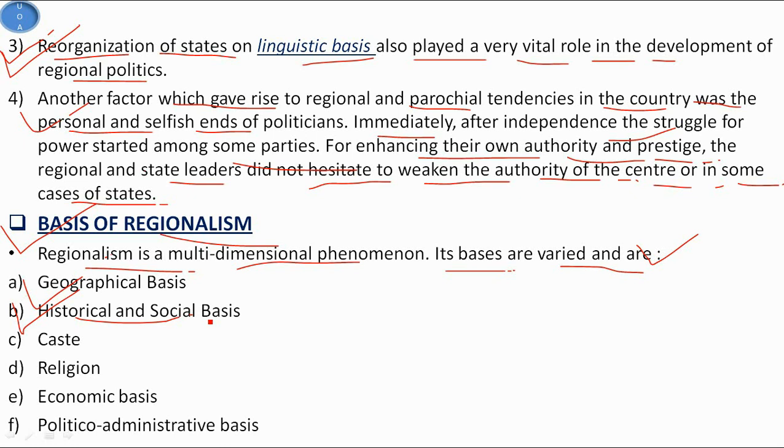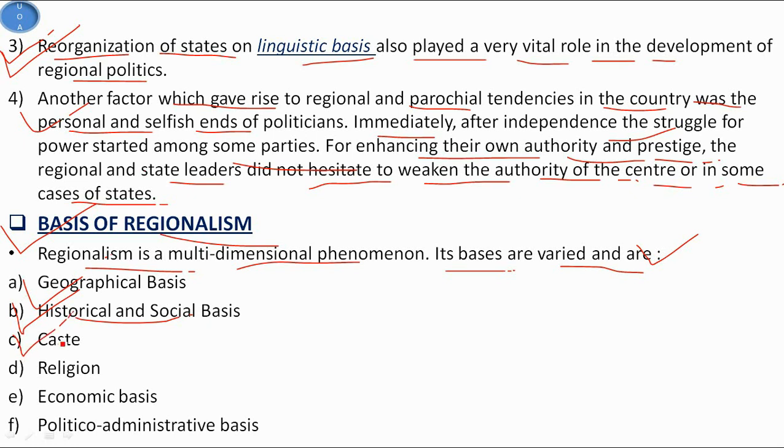Language is perhaps the most important mark of group identification. It has the capacity to unite the people together and make them work to improve their common destiny. In this sense, linguistic homogeneity strengthens a positive movement. Now we see the third basis, that is the caste.